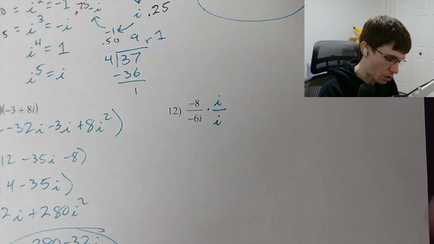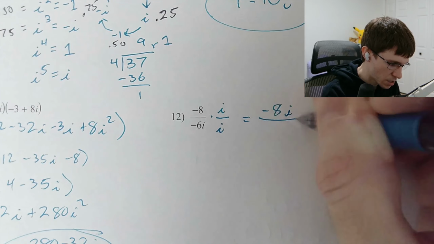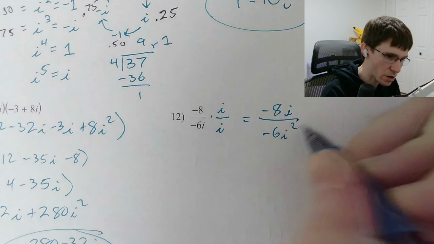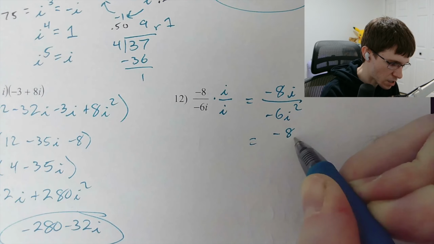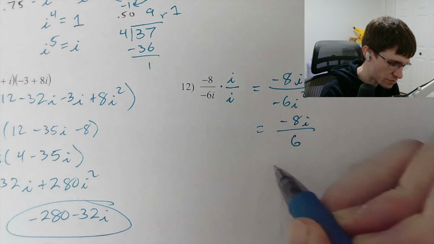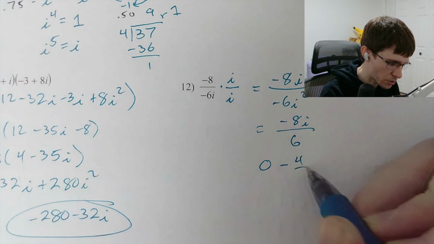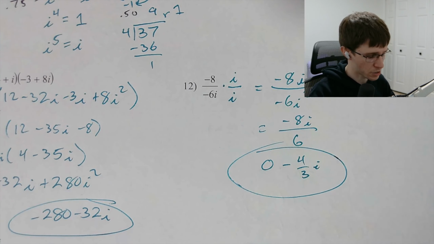You're multiplying i over i, and you'll get -8i on the top and -6i squared on the bottom. But we know that i squared is -1, so this becomes -8i over 6. Make sure you reduce and write it in that a plus bi format. 0 minus 4 over 3 with an i on it. Gorgeous. So let's move on to question number 13.